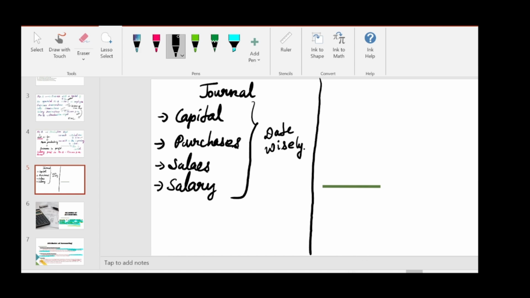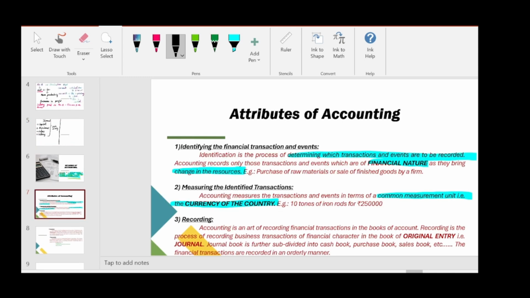And this journal has many subsidiary books. We will read here: recording is an art of accounting financial transactions in the books of accounts. Recording is the process of recording business transactions of financial character in the book of original entry, that is journal. Financial character is nothing but financial value, the transactions which have financial value.